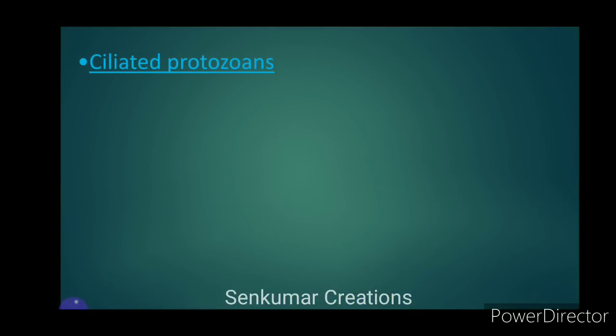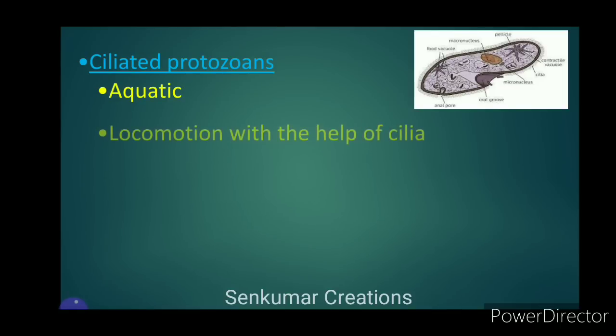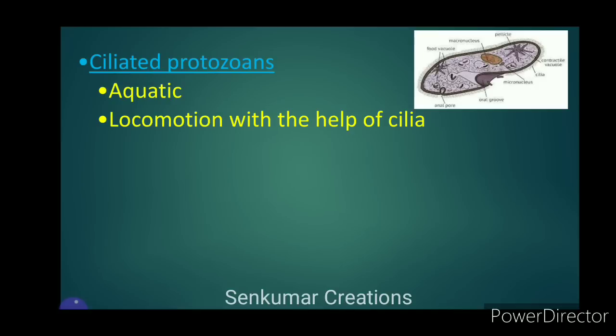Next, ciliated protozoans. Let us see now. You can see Paramecium is an example for this. The body is completely covered on the outer side with a hair-like appearance you can see. This is called cilia. The cilia are used for locomotion, moving from place to place. So they are aquatic organisms. They live in the water only, and move with the help of cilia.